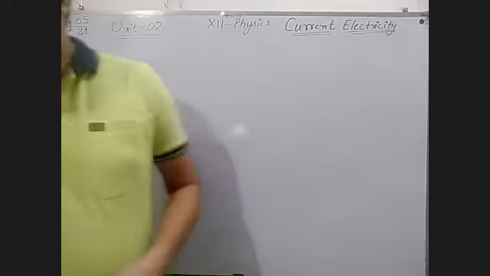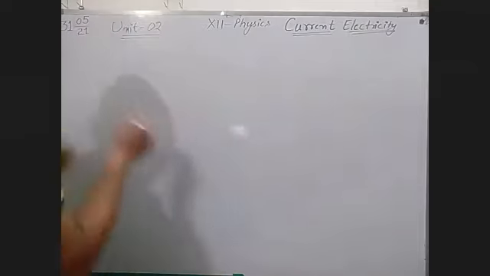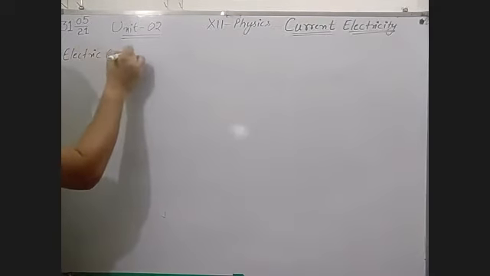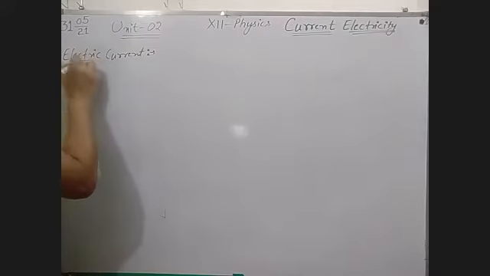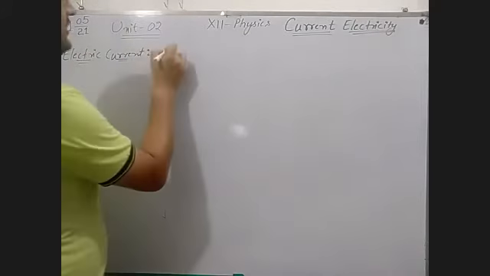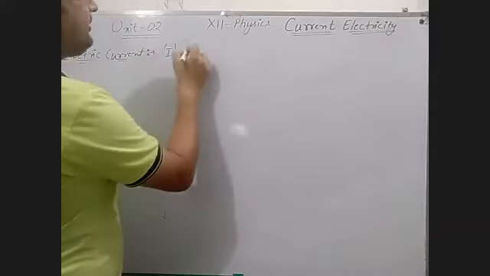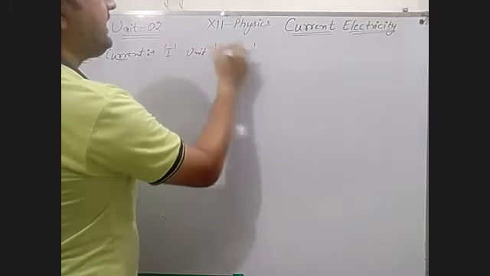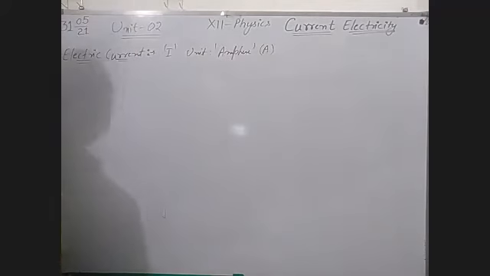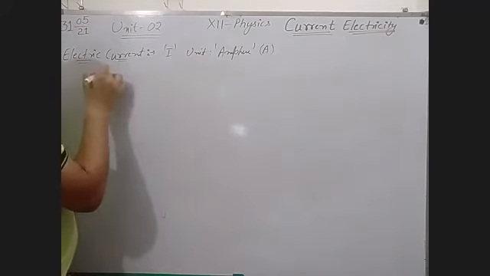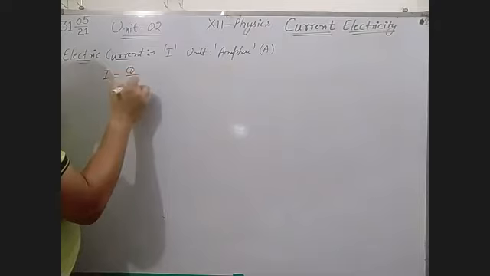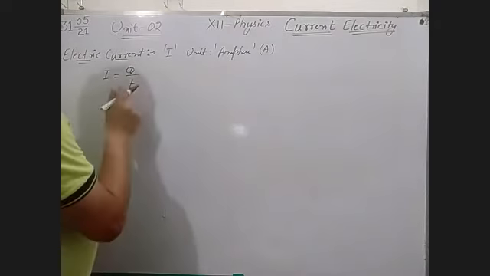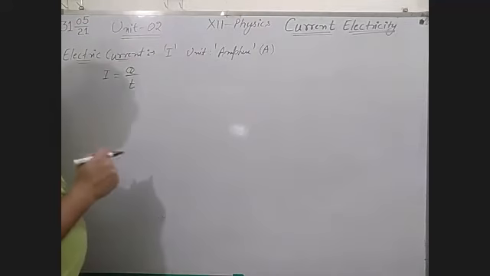Now, what is electric current? There are some basic things. You know about electric current? The definition of electric current: it is denoted by I. Unit is ampere, and ampere is denoted by capital letter A. Mathematically, it can be expressed as I is equal to Q by T, the rate of flow of charge. You can say this is the definition of electric current.